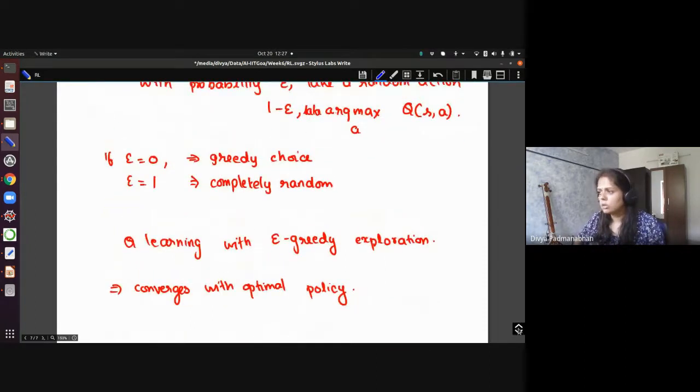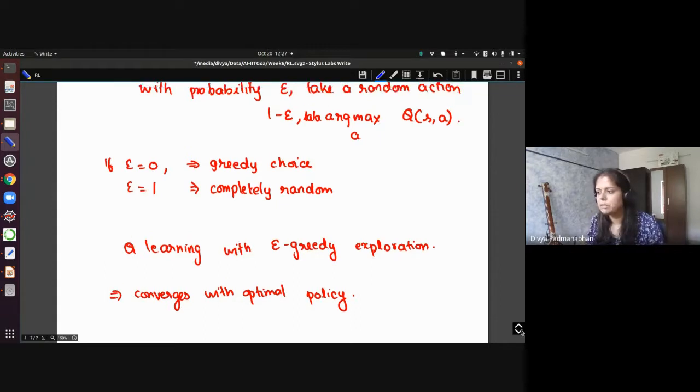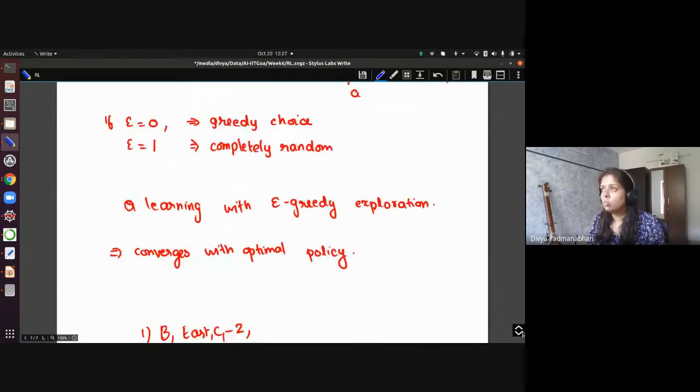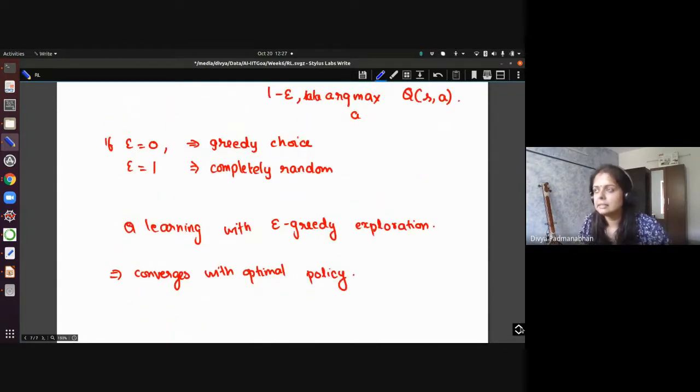And what I told you was, with epsilon greedy, there are some guarantees that it converges to the optimal policy. What I wanted to tell you next is, Q-learning works well. It's a reasonable approach. It has guarantees and everything. But what do you do when you have a huge number of states?